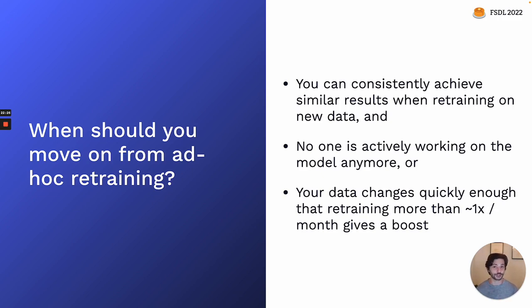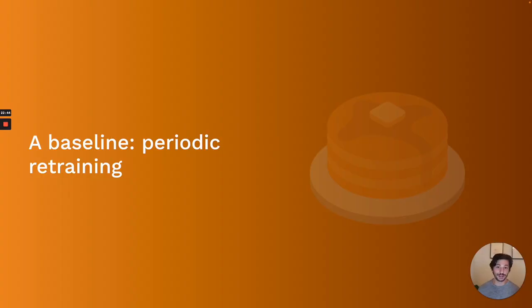Alternatively, if you find yourself needing to retrain the model more than once a week, or even more frequently than that, to deal with changing results in the real world, then it's also worth investing in automation just to save yourself time. The first baseline retraining strategy that you should consider after you move on from ad hoc is just periodic retraining. And this is what you'll end up doing in most cases in the near term. So let's describe this periodic retraining strategy.